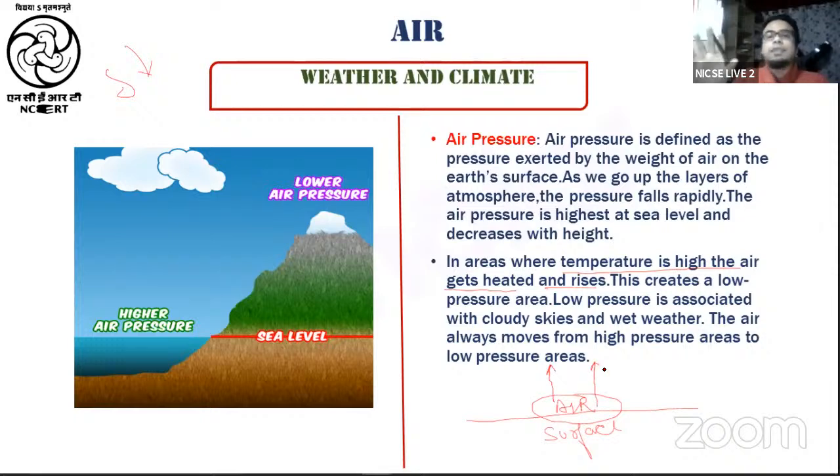And as it rises up, at the surface of the earth, a vacuum is created, right? Because there will be less air present in that particular area as the air has risen up. Therefore, in these areas which are hot, where the air rises up, these areas will have low pressure. Very, very important. So in areas where your temperature is high, the air will get heated up, its density will start to decrease and it will rise up, and this will create a low pressure area.